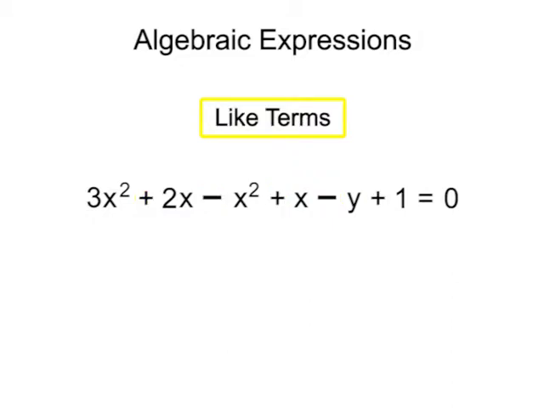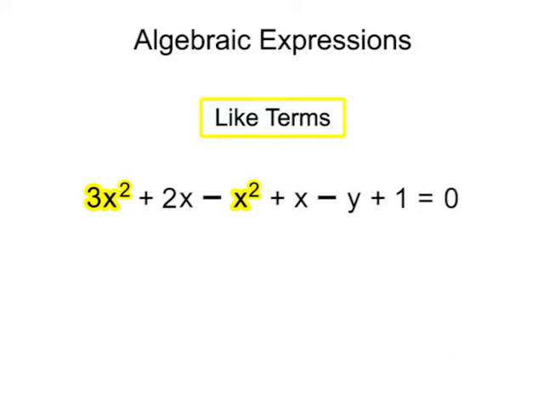Like terms are any terms in an algebraic expression that have the same variables with the same exponents. To simplify this equation, we must first combine the like terms. The first term, 3x squared, and the third term, x squared, are like terms. They share the same variable x, with the same exponent 2.